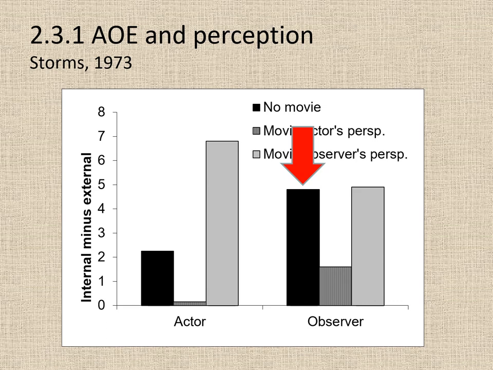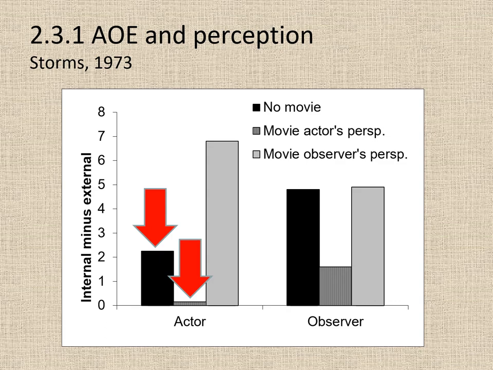Then we see in the control condition, observers with no videotape, observers give more internal explanations to the actor's behavior than the actors do themselves. It could be negative also if somebody gives more external explanations to the behavior than internal. We see here that even the actors give more internal explanations to their own behavior than they give external. So it's not completely in accordance with the actor-observer effect. But at least observers give more internal explanations in relation to external to the actor's behavior than the actors do themselves. So this difference between the black bars is at least somewhat in accordance with the actor-observer effect.